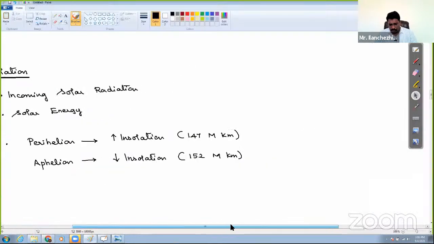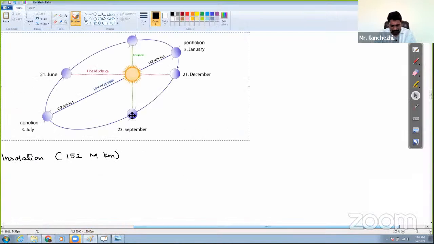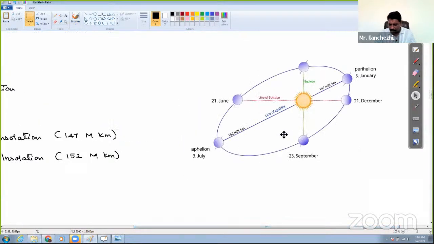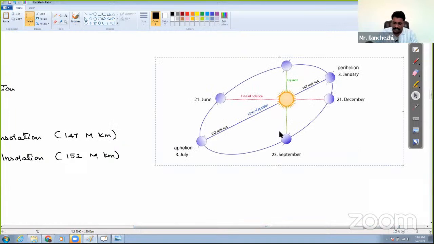Somewhere I told you that insolation is almost going to be static, but barring this exception, what is this exception? Apart means approximately, right? Perihelion you experience on January 3rd, and aphelion we experience on July 3rd or 4th. It can come one or two days before or after, it doesn't matter. Okay, my friends, so we have an idea.